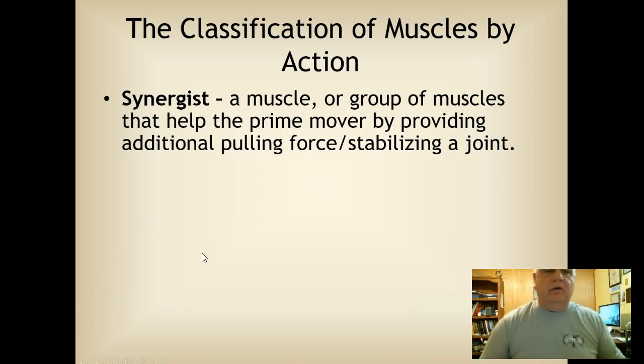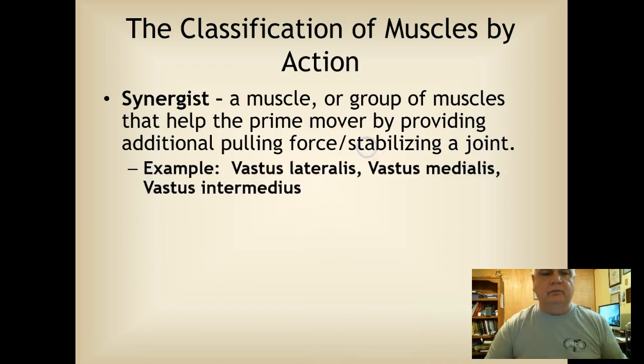So we can further classify muscles by action by referring to synergists. A synergist is a muscle or a group of muscles that help the prime mover by doing one of two things: either providing additional pulling force to overcome the resistance, or stabilizing the joint, holding the joint steady, while the prime mover creates the action that we're looking for, the body movement that we're looking for.